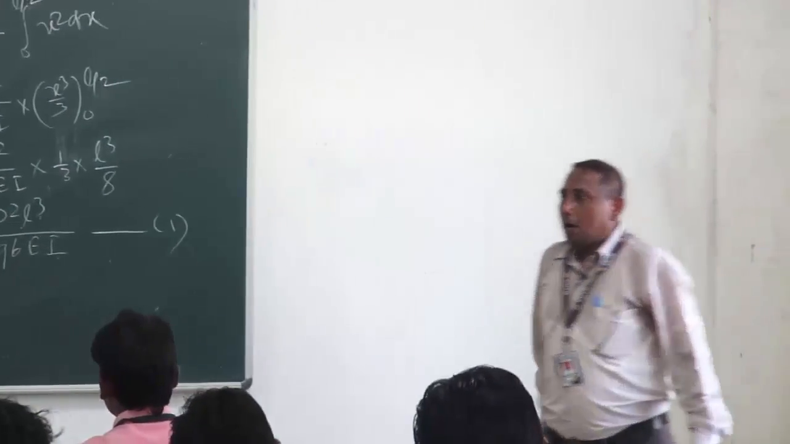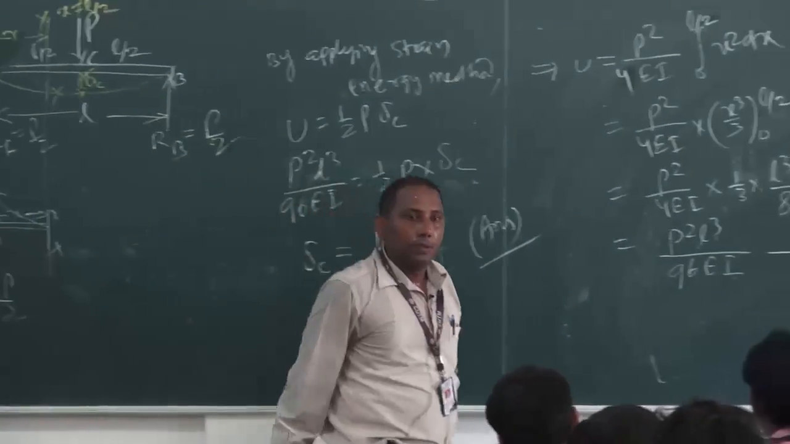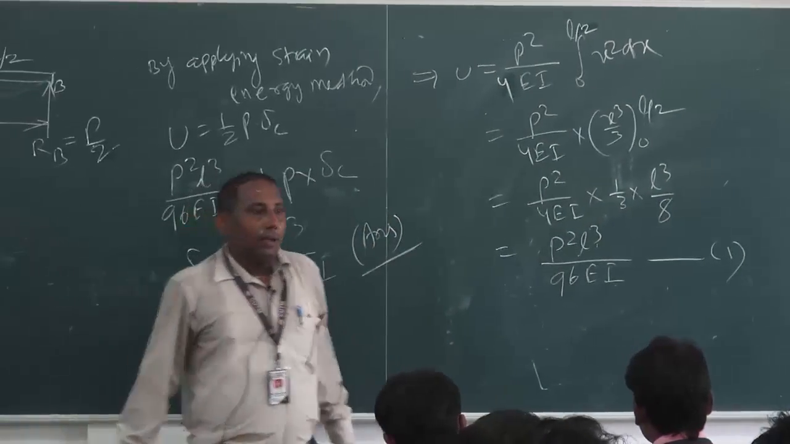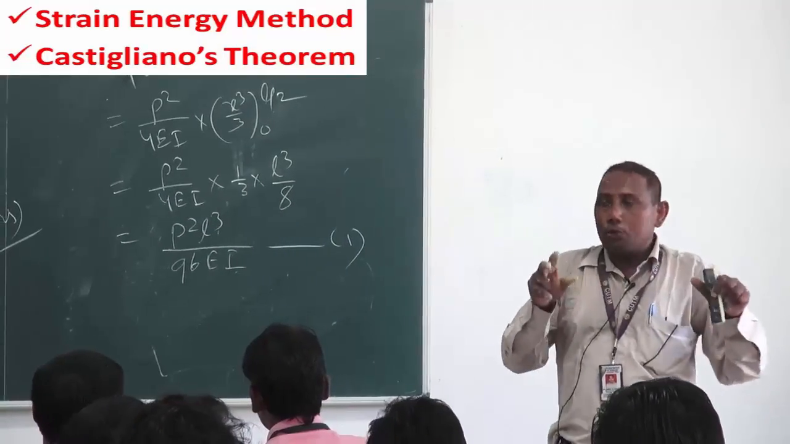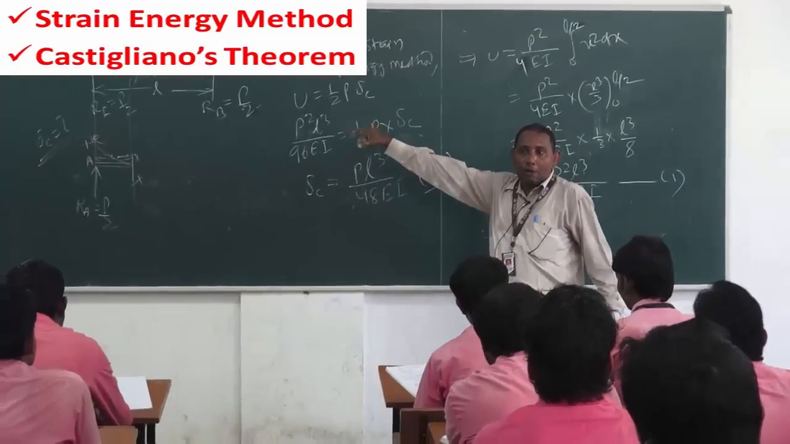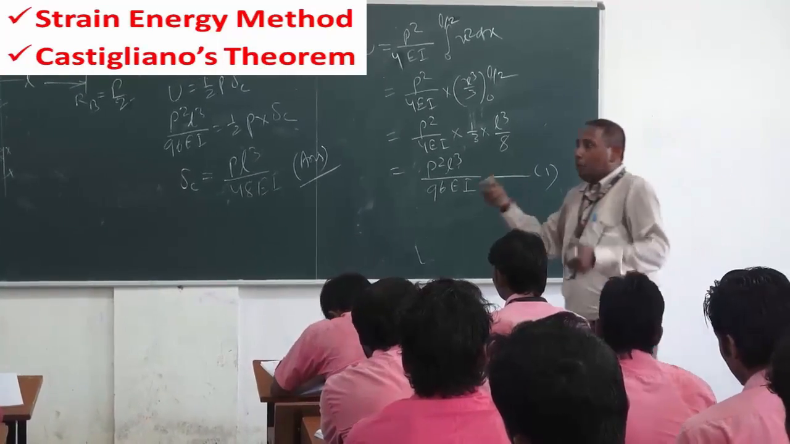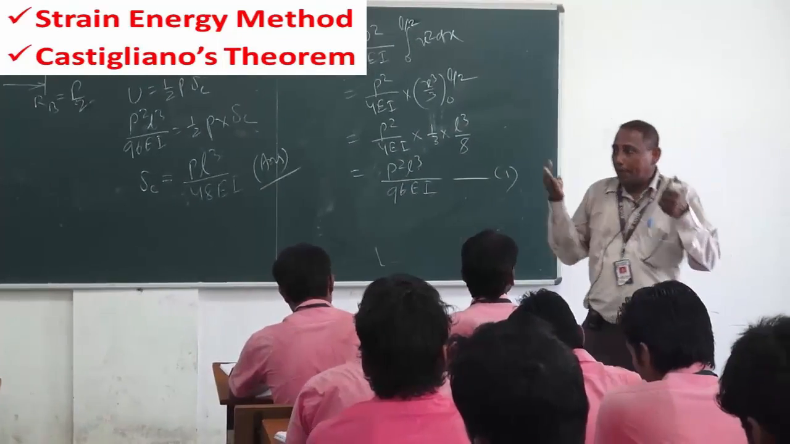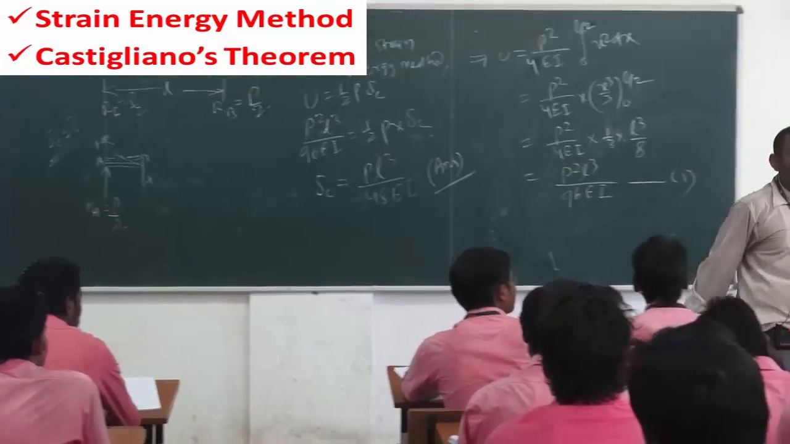So this is the way we apply the strain energy method to determine the deflection at any point. Let me see how many of you have understood this. Already I have told you that I have to discuss two methods. One is the strain energy method, the other is Castigliano's theorem. We finished the strain energy method, how to find the deflection. Then very shortly we shall go to the second method, that is Castigliano's theorem. But I want to know, do you have any confusion in understanding this? If any confusion, you are highly welcome to ask anything here.